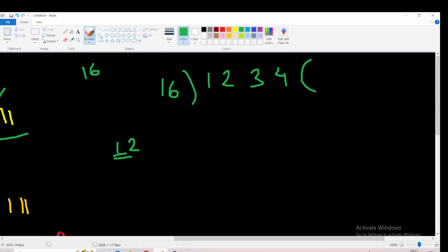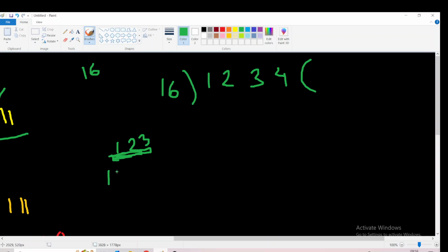Now our value becomes 12. Is 12 greater than or equal to 16? No. Then we come to 3. Is 123 divisible by 16? Yes, 123 is divisible by 16.